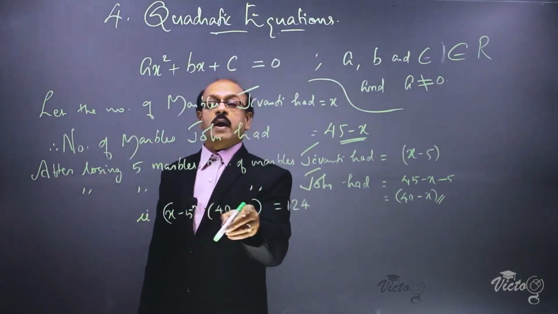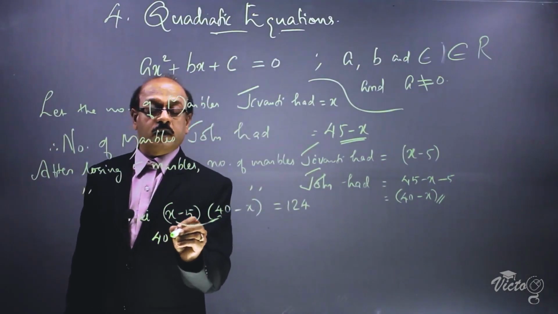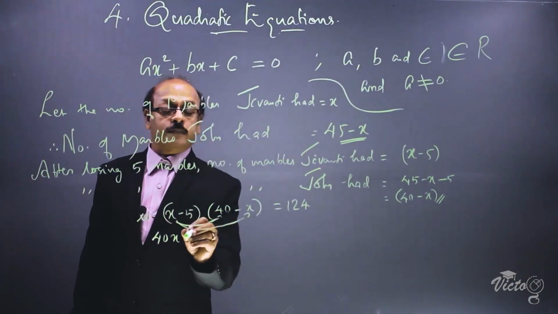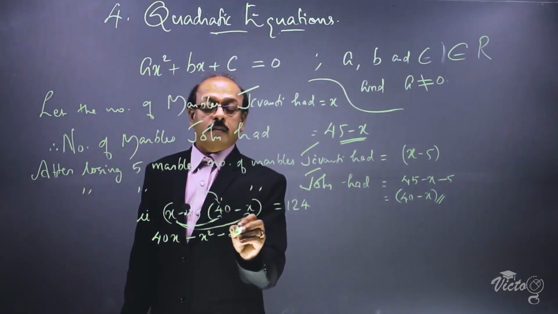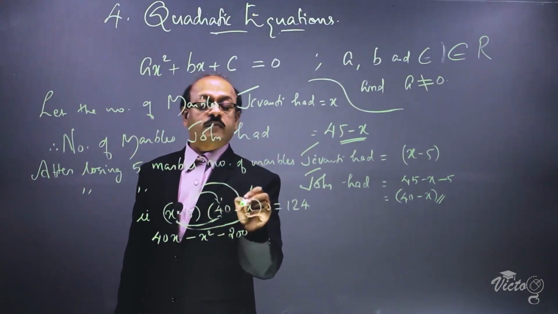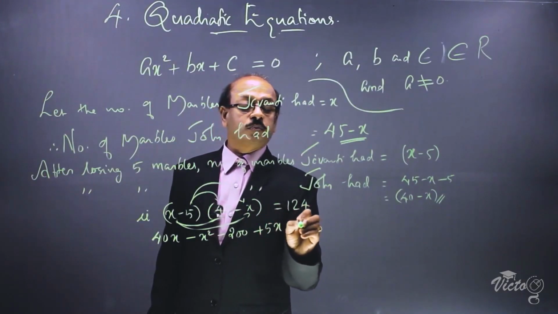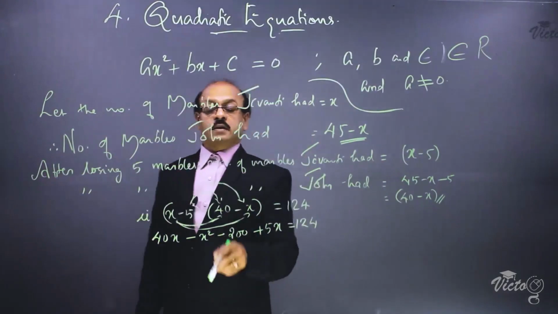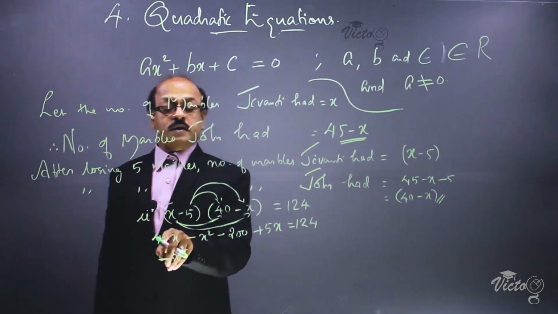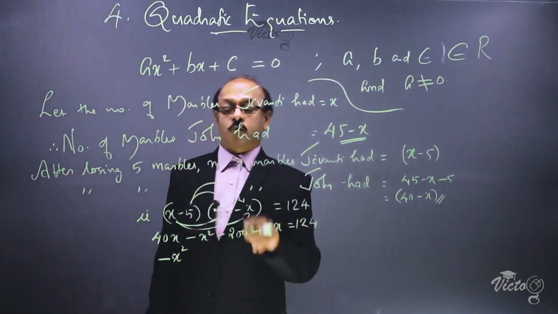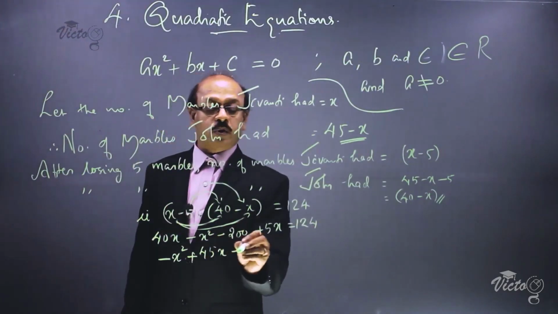Now we have to expand these brackets. x into 40, 40x. x into minus x, minus x square. Then minus 5 into 40, minus 200. Minus 5 into minus x, minus into minus is plus, 5x. This is equal to 124. Now we write the square term first, that means minus x square. Here it is 40x, here it is plus 5x. 40x plus 5x is equal to 45x, then minus 200.